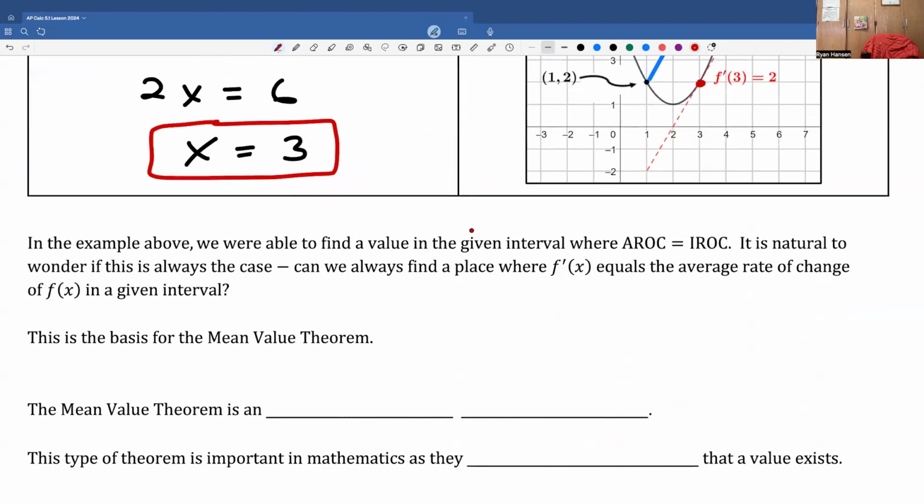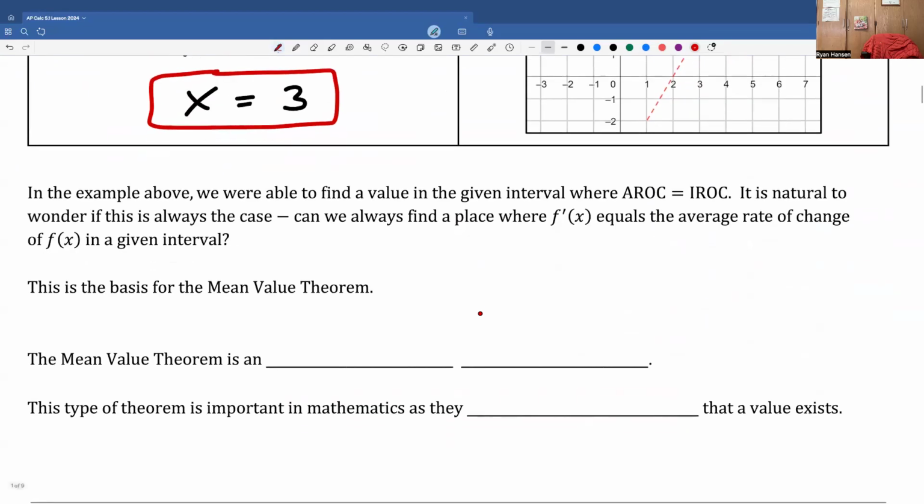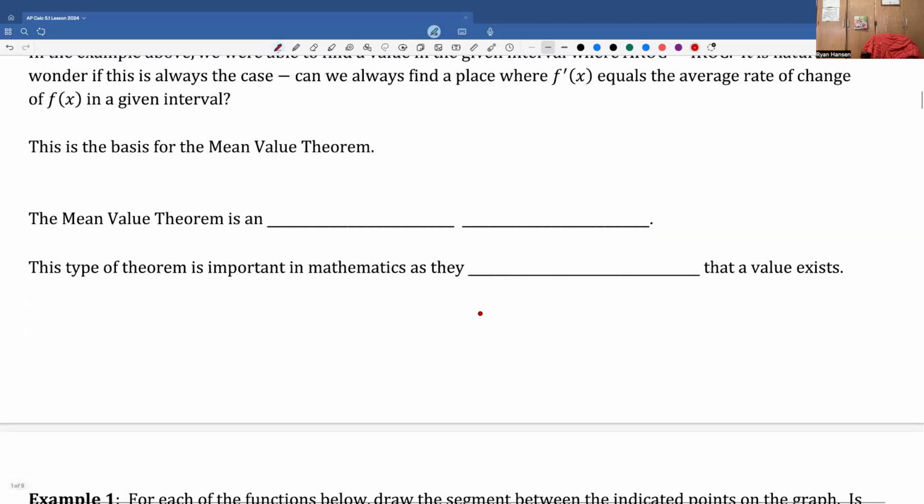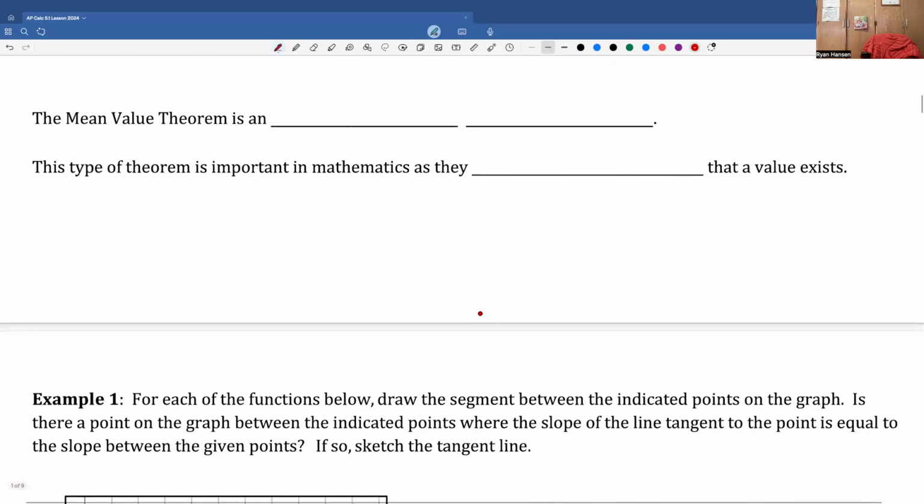Above, we were able to find a value where the average rate equaled the instantaneous rate. So now we're going to wonder, is that always the case? Does every function illustrate this? Yes. Well, there are preconditions, but yes, calculus assumes real numbers. There's preconditions. Okay, so the basis of the mean value theorem is the following.